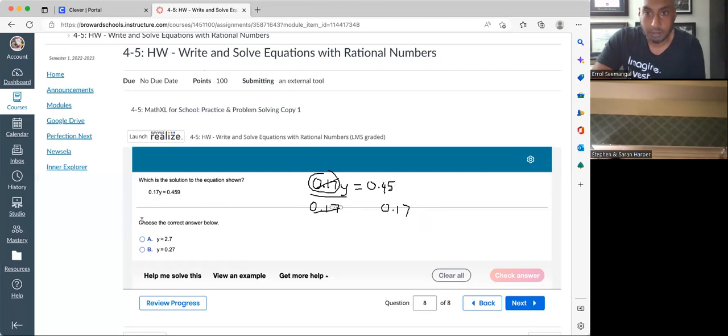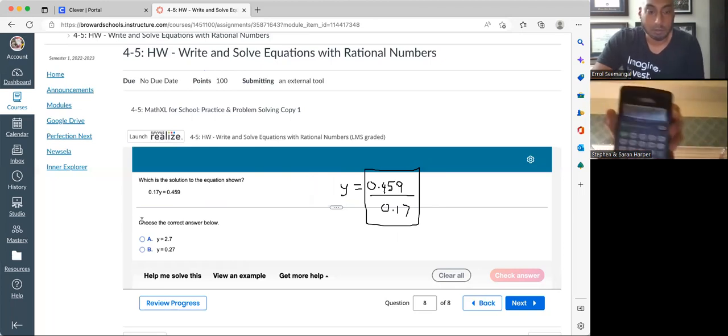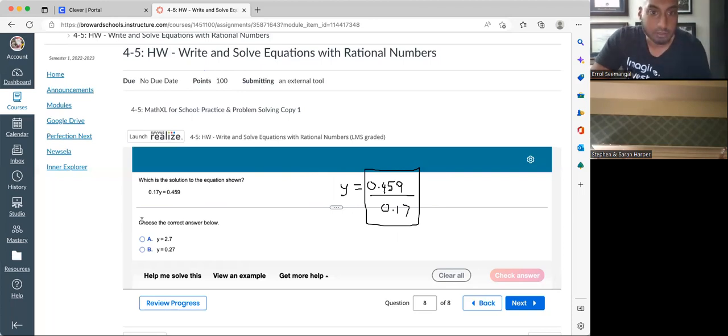So what are you going to put in your calculator? 0.17 divided by 0.459. No, the other way around, because this way just gives me a bunch of random numbers. Look at the possible answers, though. Remember, 0.459 divided by 0.17. That's what you've got to do.